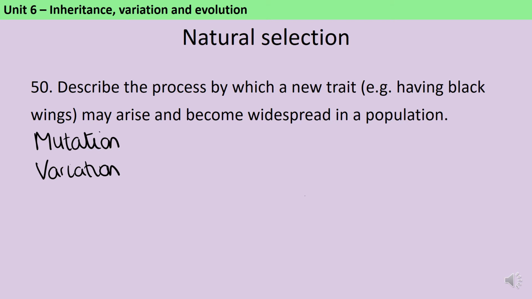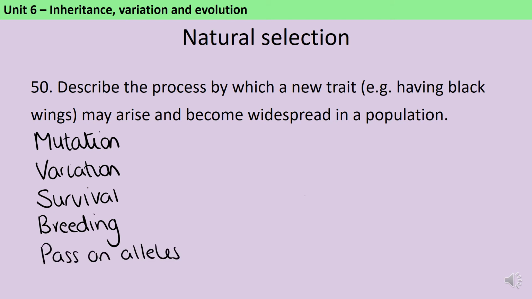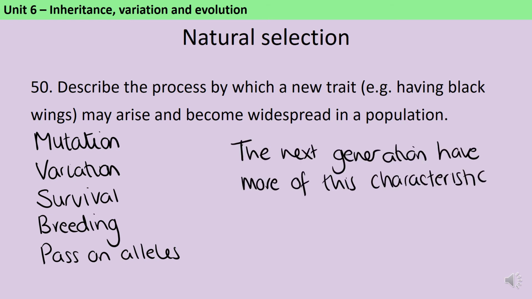The individuals that have the characteristics that are best suited to the environment they're living in are the most likely to survive. And crucially, when they survive, they're most likely to reproduce. This means that they can then pass on their alleles to the next generation. If this reproduction step doesn't happen, then it doesn't matter that they survive for longer. The next generation are then going to have more of this characteristic because the number of individuals that have these alleles will be greater.